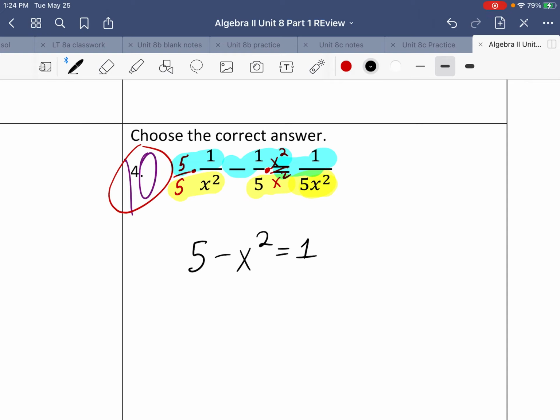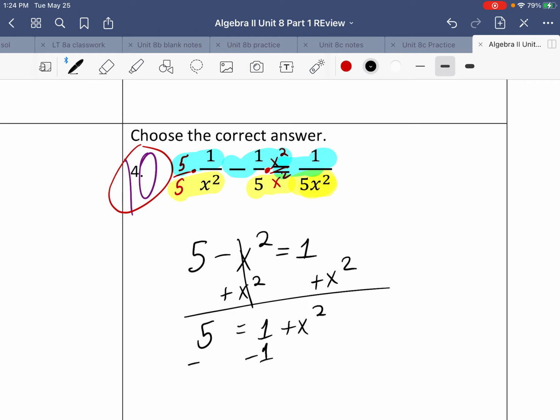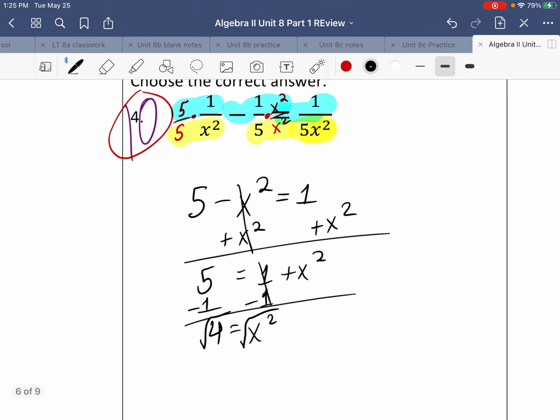For this, I see a quadratic, but I only see one variable in all of my terms, so I can solve for that variable. I'm going to move the x squared so it's positive. And the reason I moved it to make it positive is because now we're going to square root both sides. When you square root a positive, it comes out a lot nicer. Square root of 4 is 2, so positive or negative 2. There are two answers there.